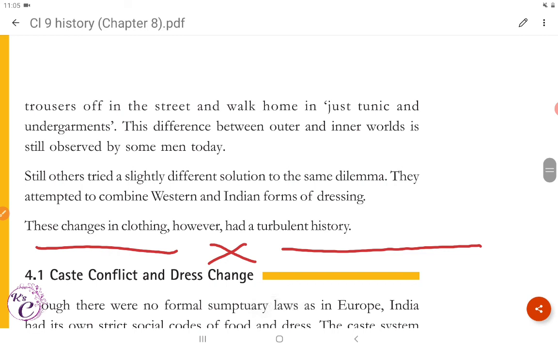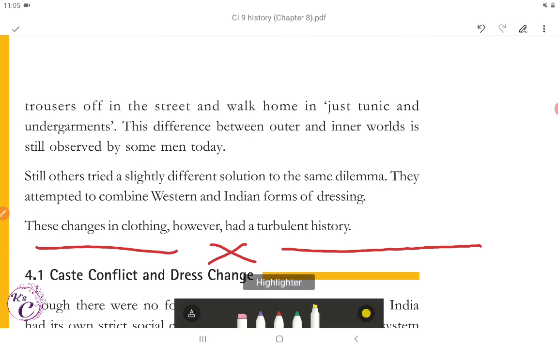Still others tried a slightly different solution to the same dilemma. The fourth type attempted to combine Western and Indian forms of dressing. These changes in clothing, however, had a turbulent history. So let's continue in the next part of our video.